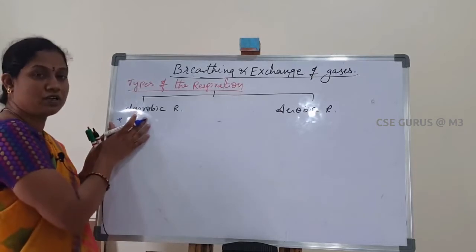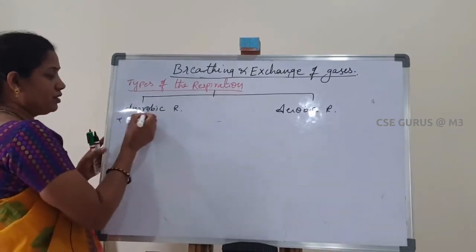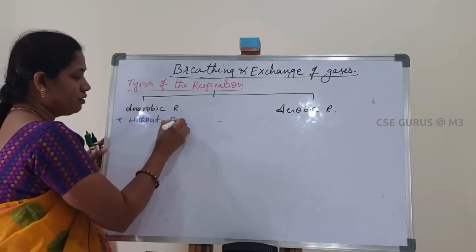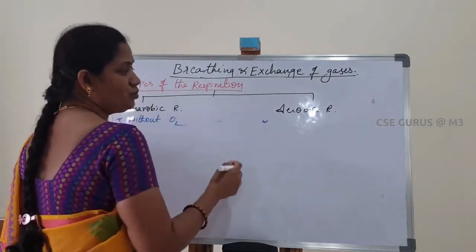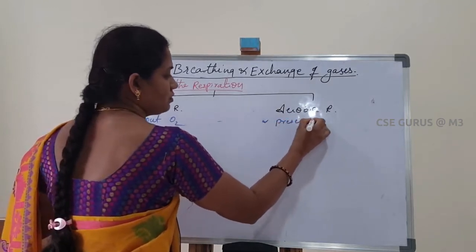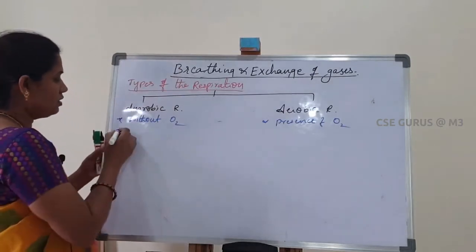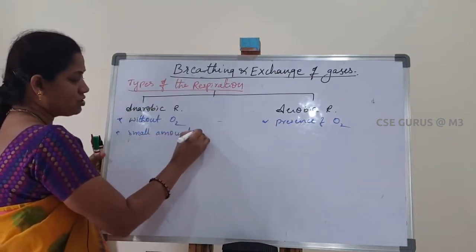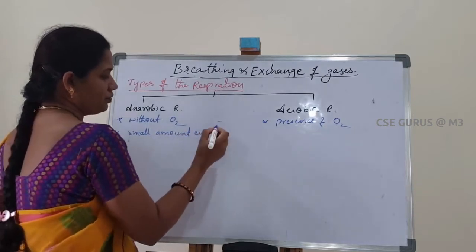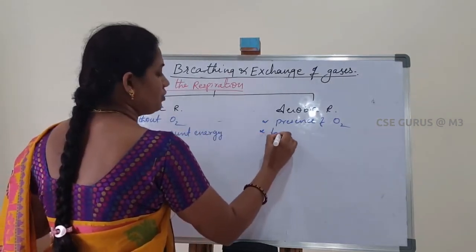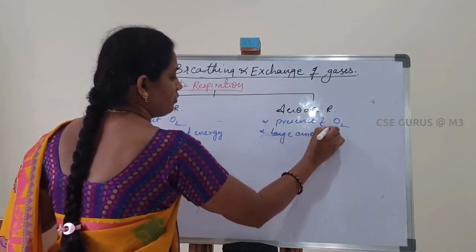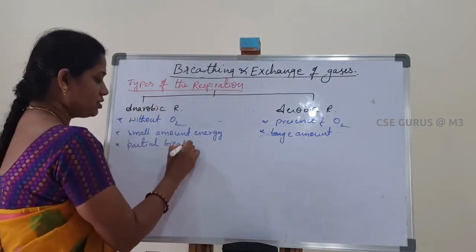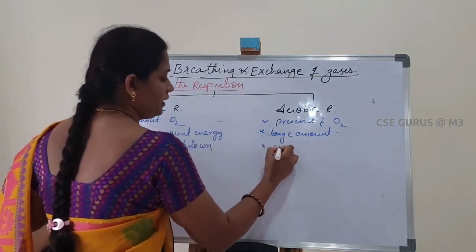First of all, anaerobic respiration. Anaerobic respiration means this respiration takes place without oxygen. Here, the aerobic process takes place in the presence of oxygen. Next, here a small amount of energy is produced. Here a large amount of energy is produced. Here partial breakdown takes place. Here complete breakdown takes place.